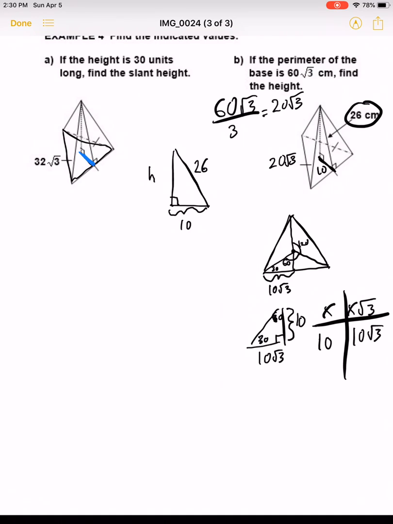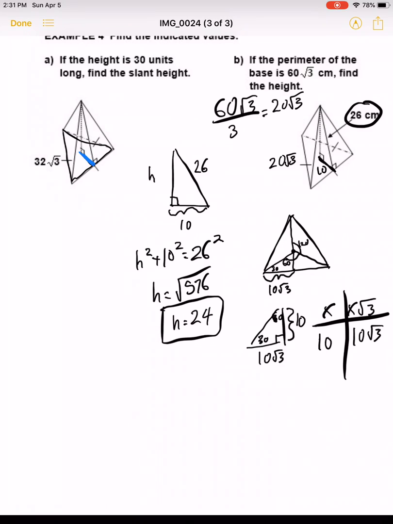So again, Pythagorean theorem now. So h squared plus 10 squared equals 26 squared. And when I solve for h, I'll end up getting h equals the square root of 576. And I get h is equal to 24. So my height is 24.